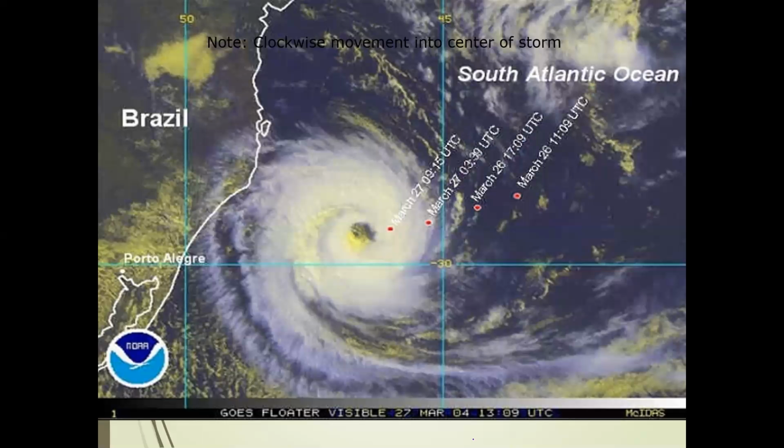So that is a hurricane in the South Atlantic, one of the first ones ever recorded in the South Atlantic, because usually the water is too cold, global warming again, and you see the clockwise motion.